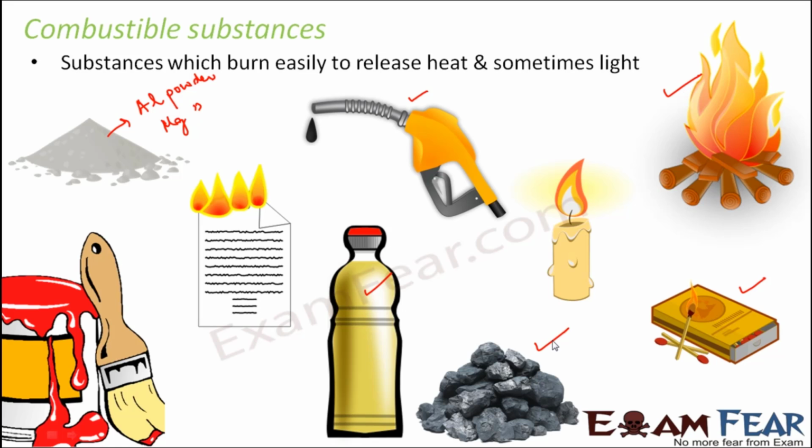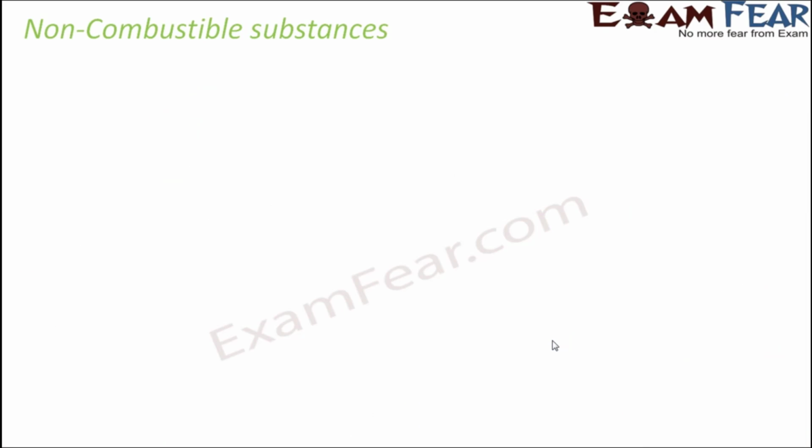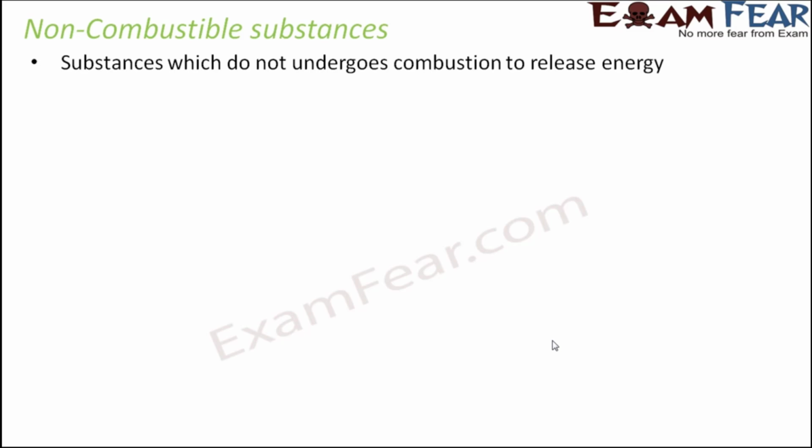All these combustible substances undergo the process of combustion in different ways. Some of them will produce huge fire, some of them will produce flames, some of them will just show some sort of glow. That varies from substance to substance. On the other hand, we have a set of non-combustible substances which do not undergo combustion to release energy. So they will not get burned to release energy.